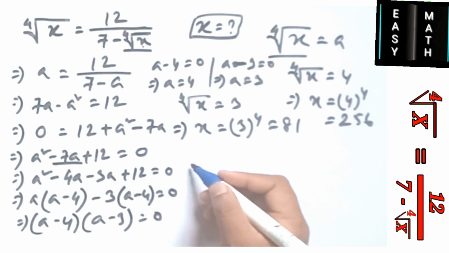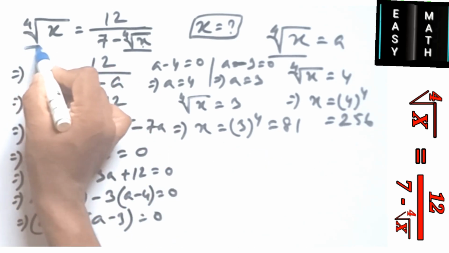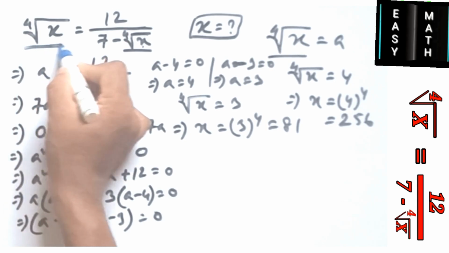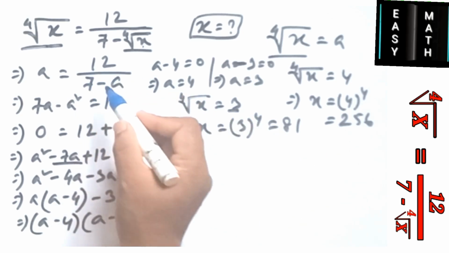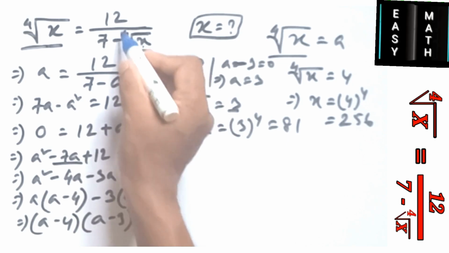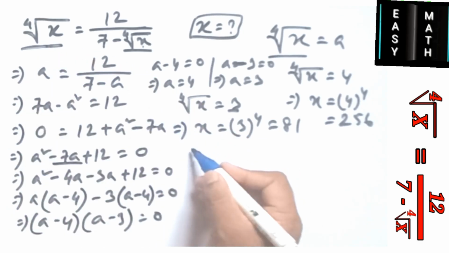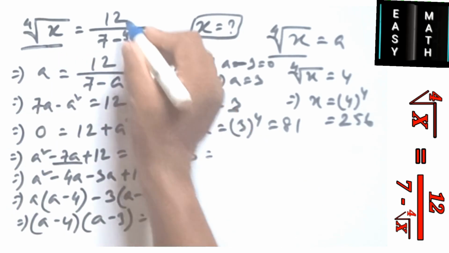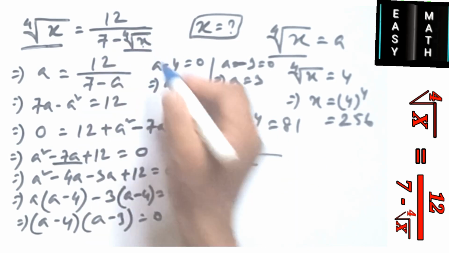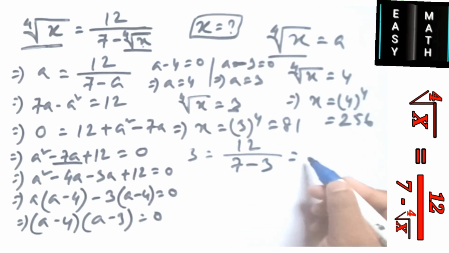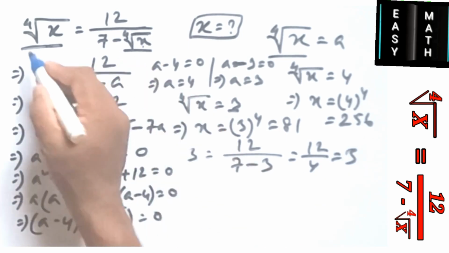So now this is equal to 3, and so this term we can write. So verify this is equal to 3. How? This term is 12, and this term is 7, minus this term is the 3. So 12 by this 4, this is equal to 3.